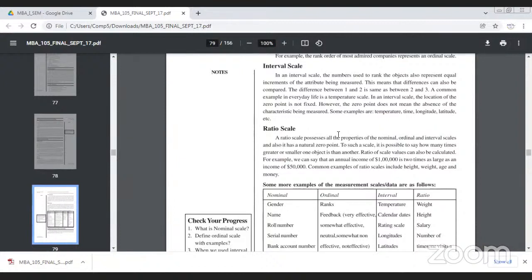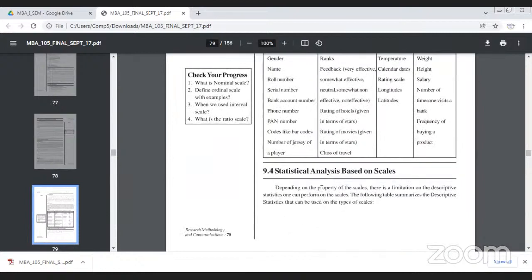Ratio scale. A ratio scale possesses all the properties of the nominal, ordinal, and interval scales, and also it has a natural zero point. Thus, it is possible to say how many times greater or smaller one object is than another. Ratios of scale values can also be calculated. For example, we can say that an annual income of 1 lakh is 2 times as large as an income of 50,000. Common examples of ratio scales include height, weight, age, and money.